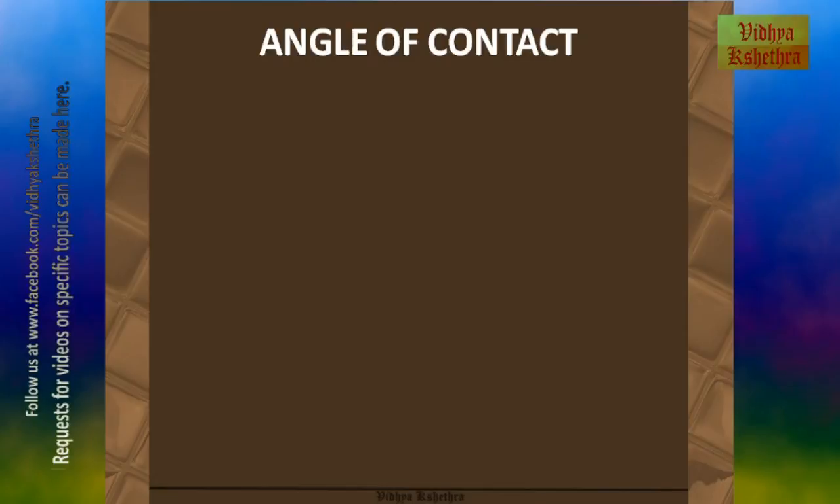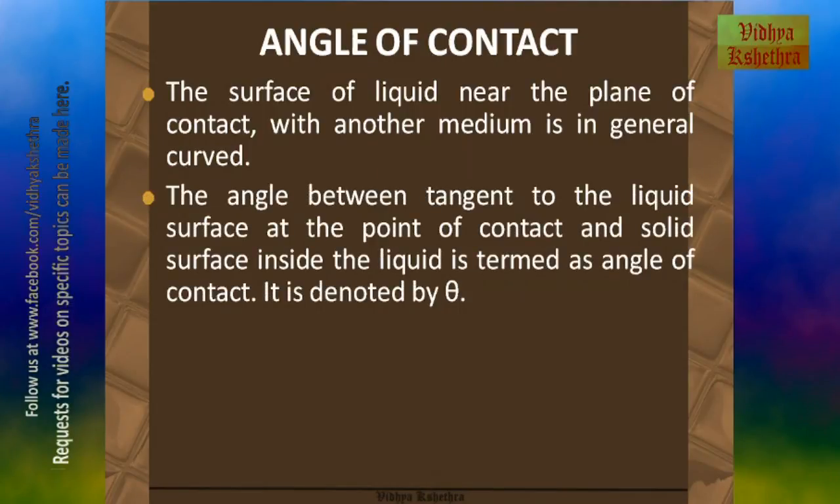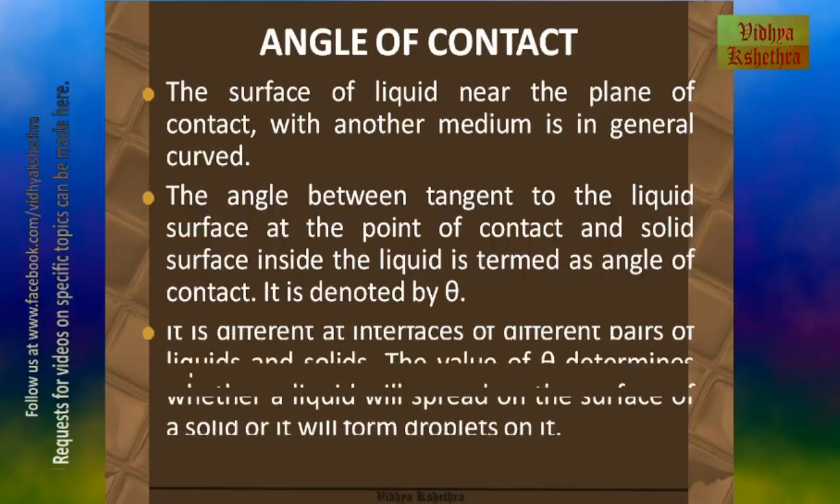Now we can see the concept of angle of contact. The surface of a liquid near the place of contact with another medium is in general curved. The angle between the tangent to the liquid surface at the point of contact and the solid surface inside the liquid is termed the angle of contact. It is denoted by theta.